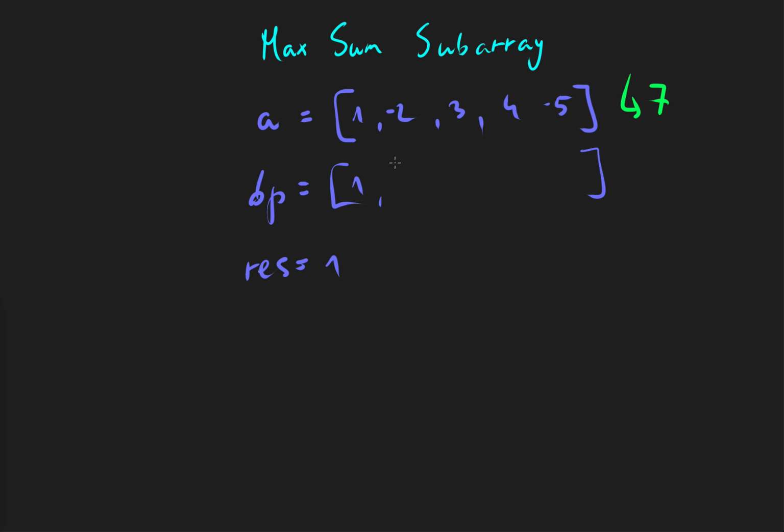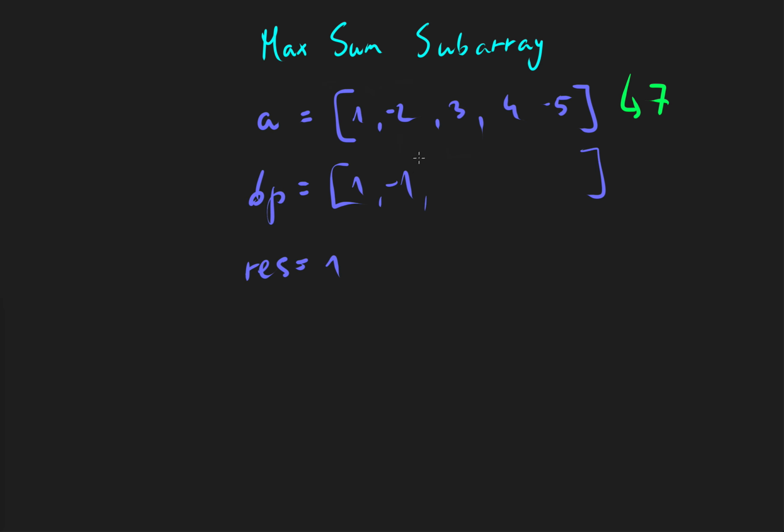Then when we go to index 1, we can either choose the number itself, or we can choose this number plus what we have in the DP array. So in this example, we can choose either -2 or -2 plus 1, which is -1. So we choose -1 here.